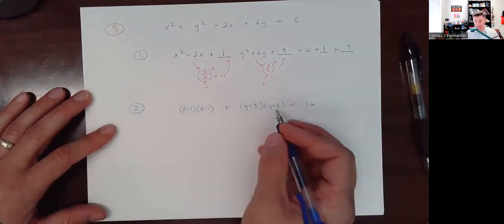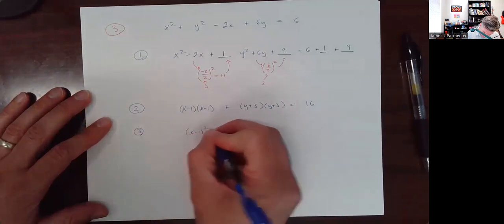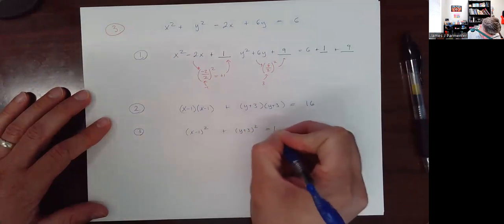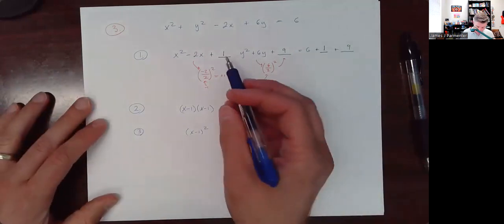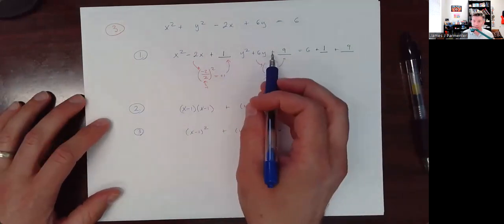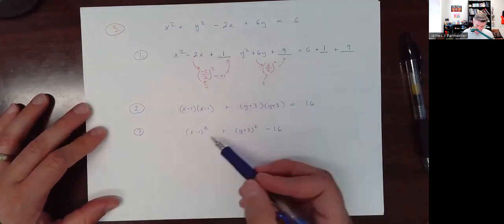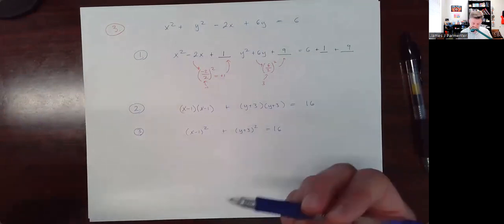So I would probably skip this step actually and just rewrite it as x minus 1 squared plus y plus 3 squared equal to 16. This is why it's called completing the square, because you're adding the necessary constants so that you can rewrite the part with the x's or the part with the y's as some quantity squared. We have completed the square.